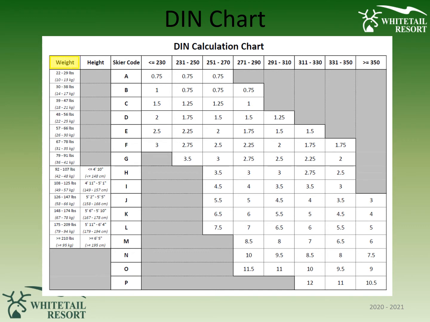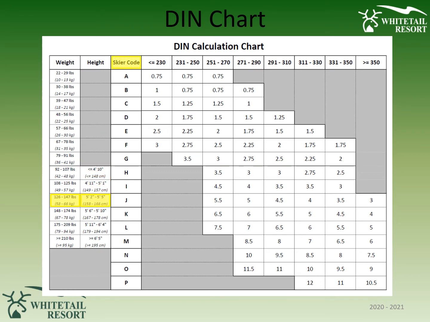First, identify the weight range of the skier. As the skier is 140 pounds, go to the 126 to 147 pound range. Next, identify the height range. The skier is 5 foot 3, so that is in the 5 foot 2 to 5 foot 5 range.